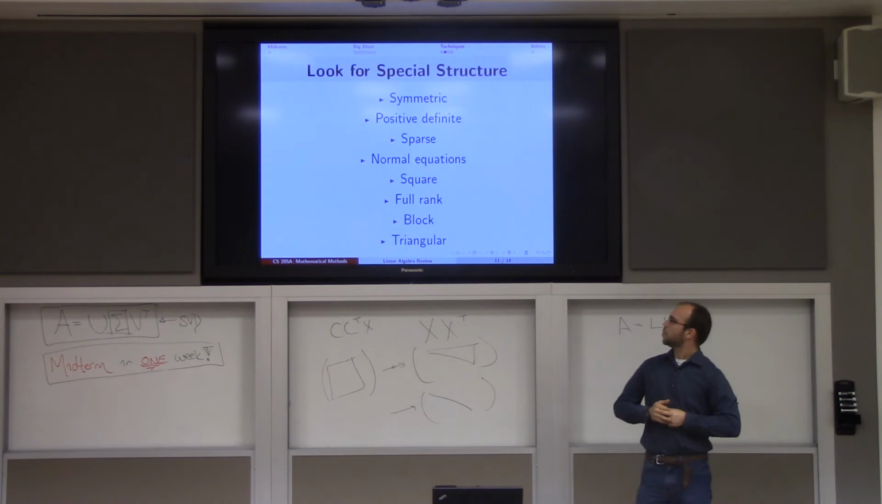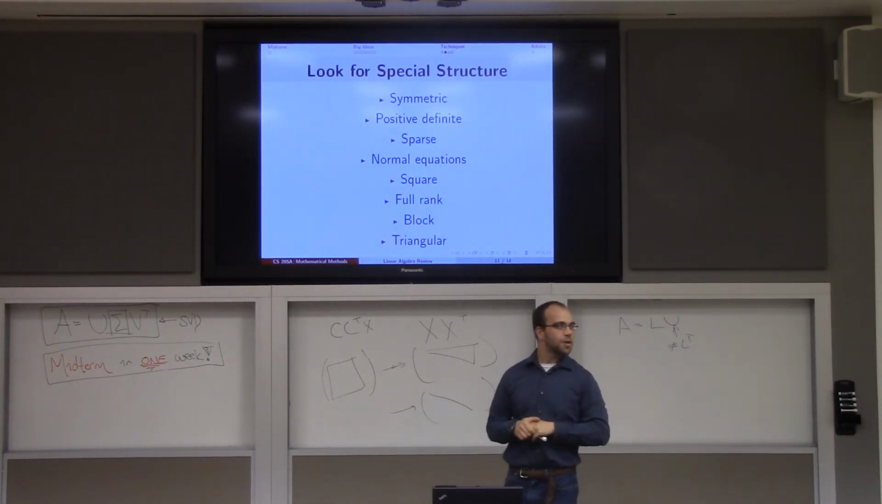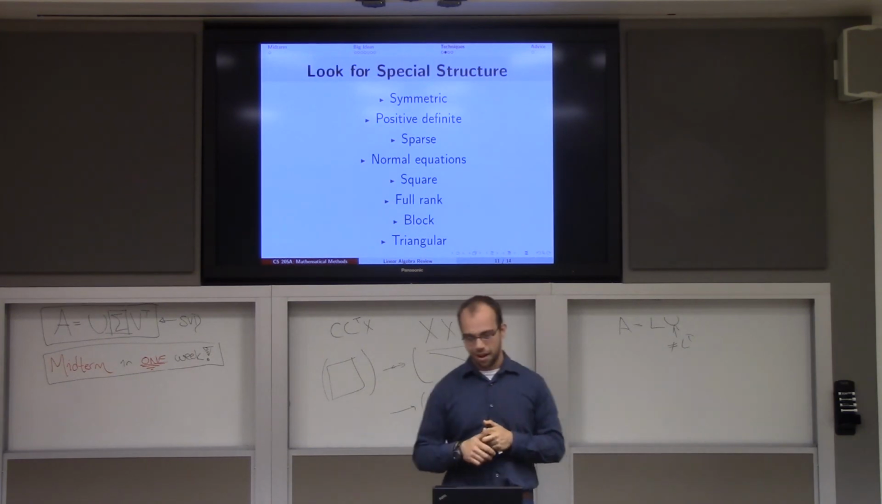If your matrix is square, full rank, block, triangular, each of these things has its own special properties and can help you understand a linear system and formulate algorithms for solving it.